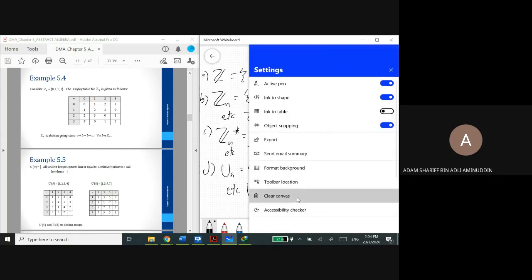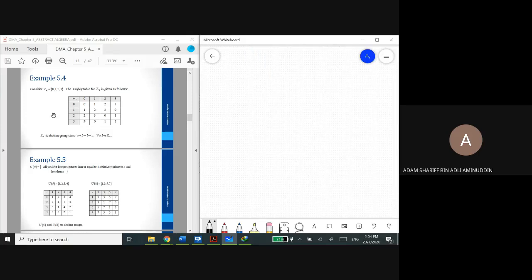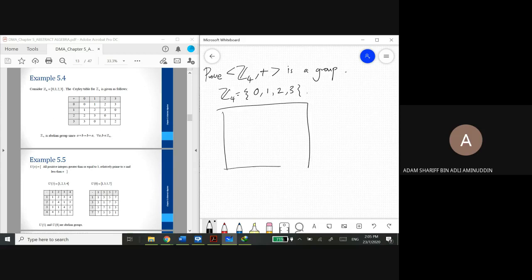Now we proceed with the actual question here, example 5.4. How to develop a Cayley table for Z4. This question is really not that complete. It must state like this: prove Z4 under addition is a group or not, by checking all the properties of a group. It is established, you know already, that Z4 is 0, 1, 2, 3. But how to represent the binary operation is quite impossible if you don't have the Cayley table.